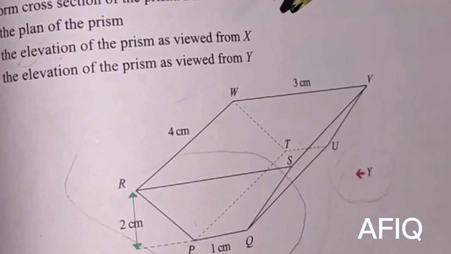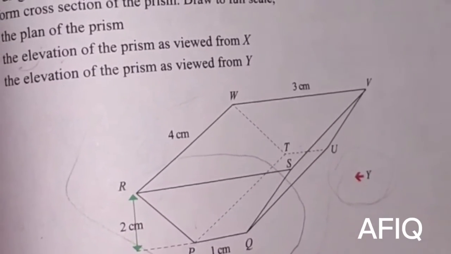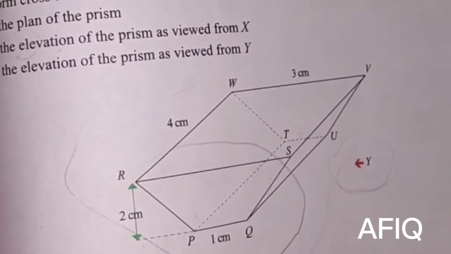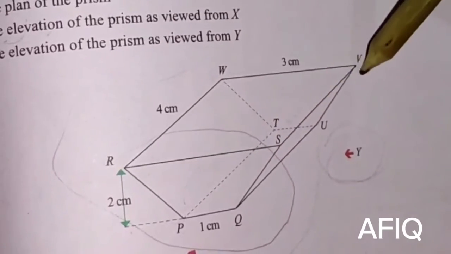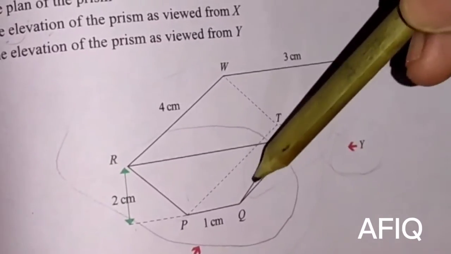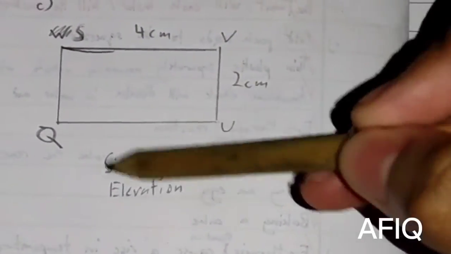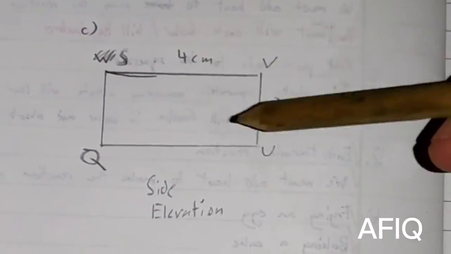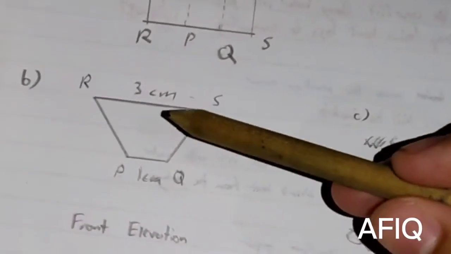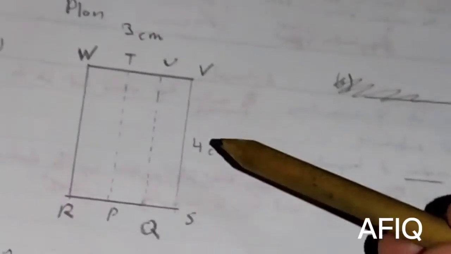So people ask me, what should I draw? Which part should I draw? Okay, no need to be confused. You just need to take the front part that Y sees at the first place, which is SVUQ, and this should be our answer. SVQU. This is side elevation. This is what Y saw. This is what X saw. This is what the plan looks like.